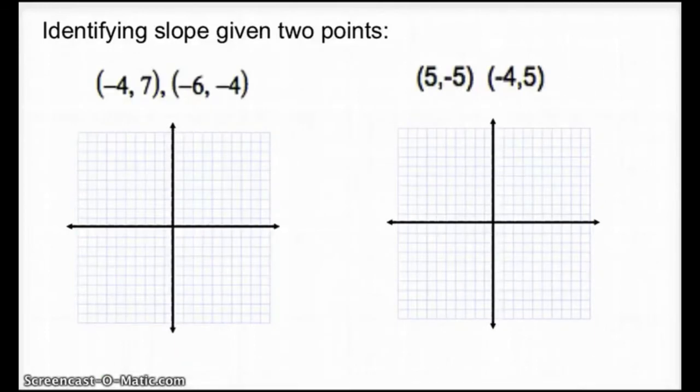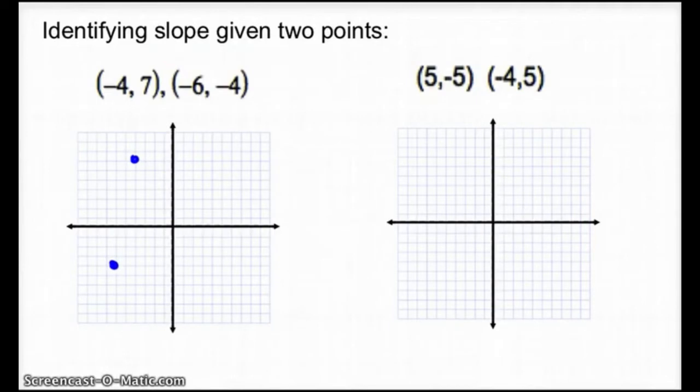Okay, identifying slope given 2 points. You are just going to graph these 2 points. At negative 4, 7: 1, 2, 3, 4, 5, 6, 7. And at negative 6: 1, 2, 3, 4, 5, 6. Negative 4, 1, 2, 3, 4. Okay? You can draw your line in between those two.